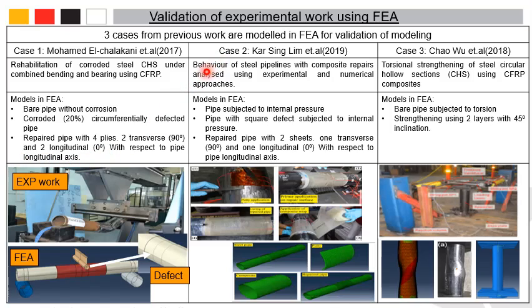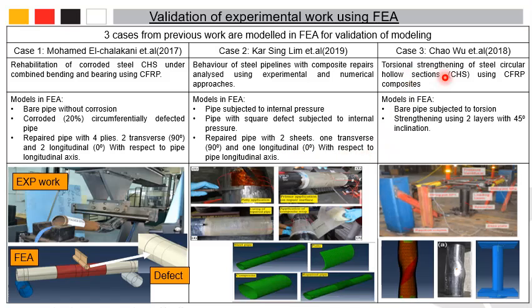The second case is the behavior of steel pipelines with composite repairs, analyzed using experimental and numerical approaches, where the pipe is subjected to pure internal pressure. A square defect was introduced in the pipe, and then the failure pressure was found before and after the defect. Finally, the defected pipe is rehabilitated with two sheets, one transverse at 90 degrees and the other at 0 degrees with respect to the pipe longitudinal axis.